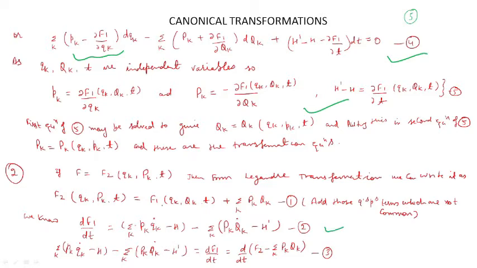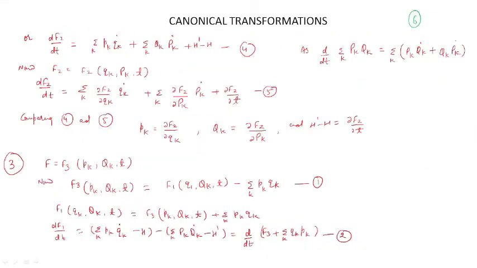Now we can write this equation as sigma k pk qk dot minus h minus sigma k pk qk dot minus h dash is equal to dF1 over dt, and from equation number 1 we can write F1 is equal to F2 minus sigma k capital Pk qk. So we will write here in place of F1 the value of F2 minus sigma k Pk qk. Let us say it is equation number 3.